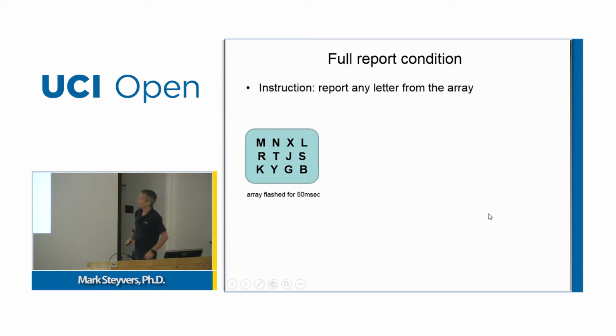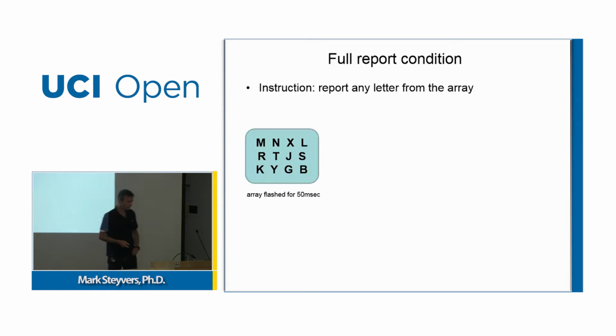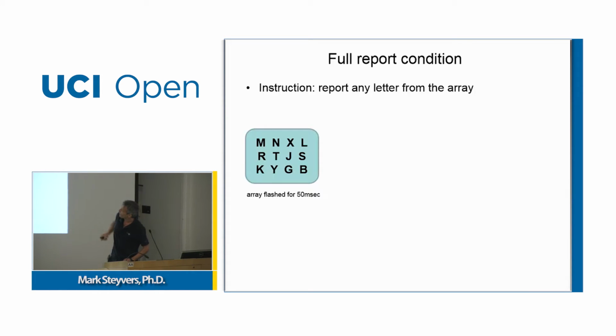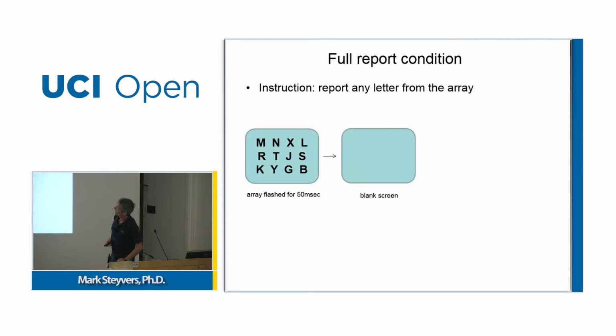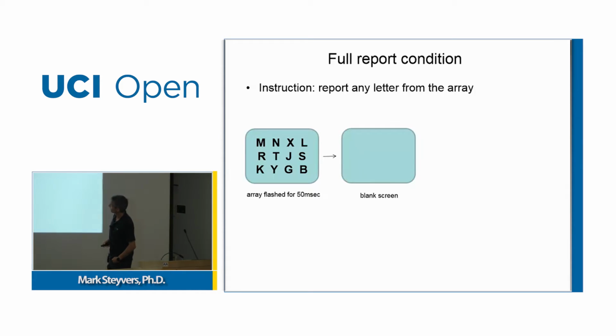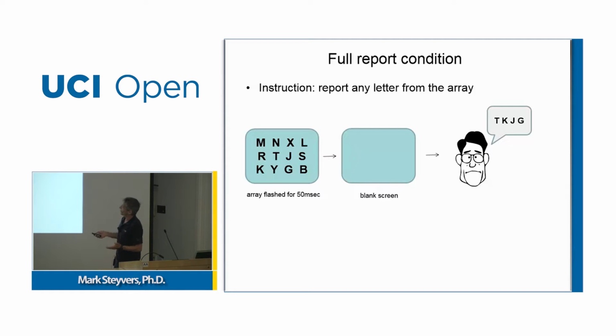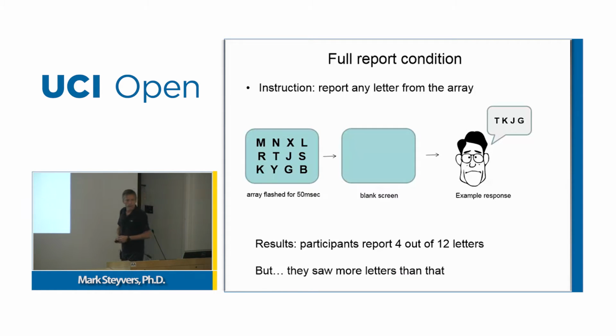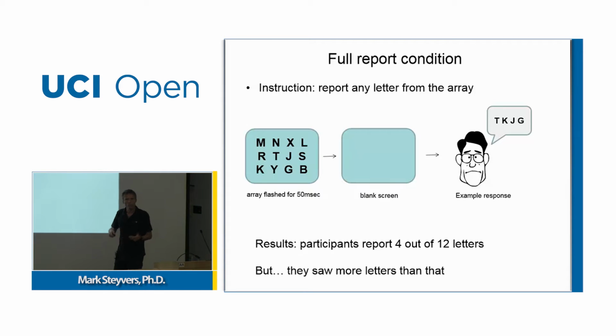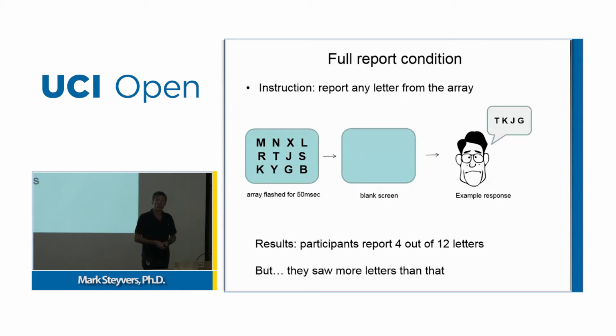Now, there are a number of conditions that he tested. In the first condition, called the full report condition, subjects see this array flashed for 50 milliseconds, followed by a blank screen, and then you're instructed as a subject to recall any letter from anywhere in the array. And this is called full report. So a subject might say T, K, J, and G, and that's all they got from this condition. And the results show that on average, some subjects are better than others, but participants report 4 out of 12 letters.